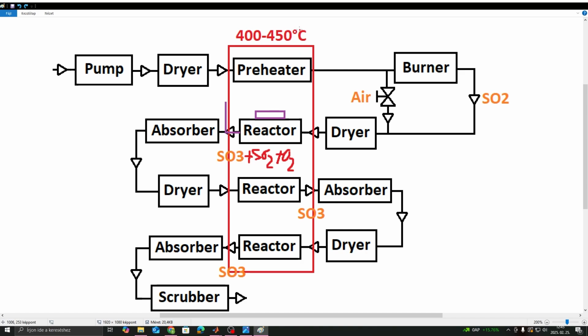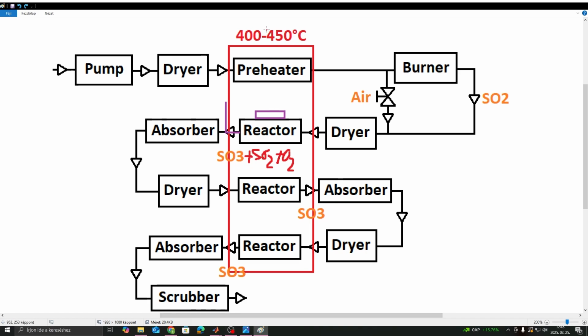Above 450 or 500 degrees C, the reaction kinetics actually favor the production of SO2 and oxygen. So basically we do not achieve anything, and even the SO3 is converted back to SO2. So basically we have a reverse arrow here. We don't make SO3 from these, but actually we make SO2 and oxygen from the SO3, even if we had made some.